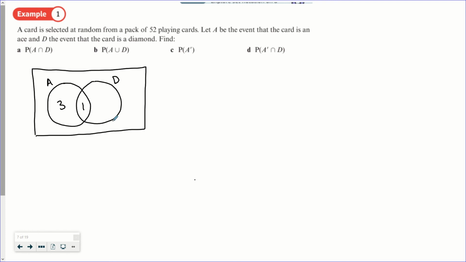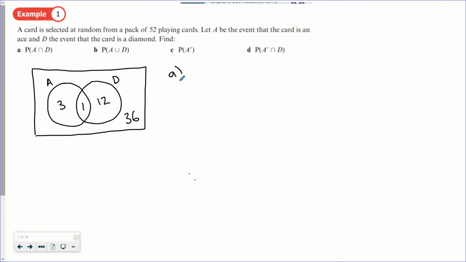And you should also know that there's 13 of each suit in a pack, so there's 13 diamonds overall, only one of them's an ace, so there's 12 that are other than an ace. Obviously 1 to 9, and then the jack, queen and king. And then we can work out what's on the outside of these two circles, because so far we've got 16 cards. So we know that on the outside there must be 36 cards that are not in either of these sets, that are not aces and also not diamonds.